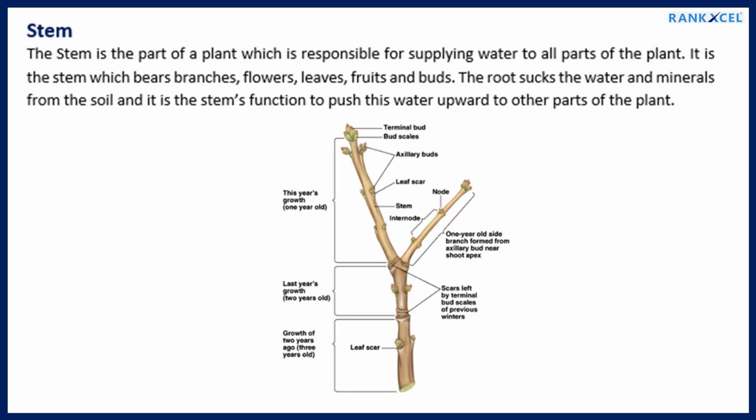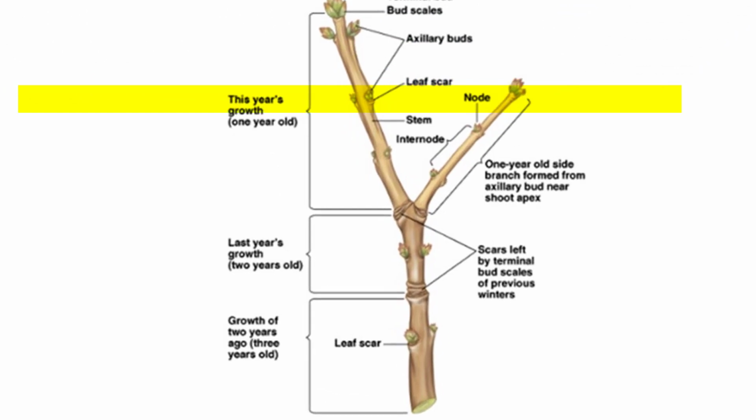Stem. Growth cycle of a common stem. The stem is the part of a plant which is responsible for supplying water to all parts of the plant. It is the stem which bears branches, flowers, leaves, fruits and buds. The root sucks the water and minerals from the soil, and it is the stem's function to push this water upward to other parts of the plant.